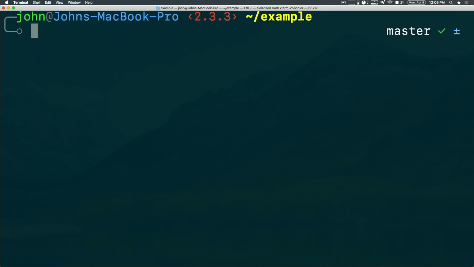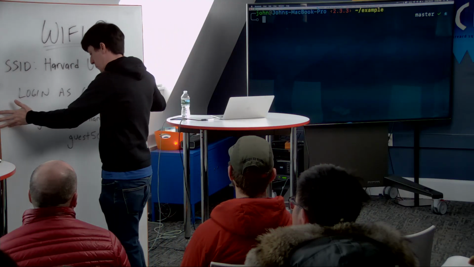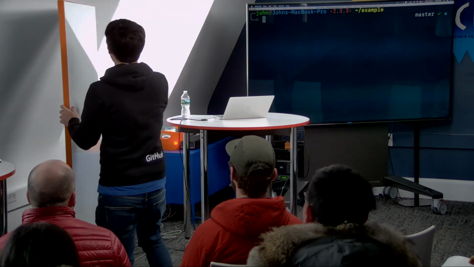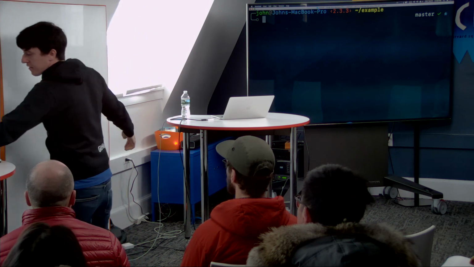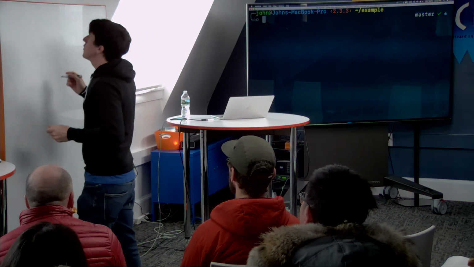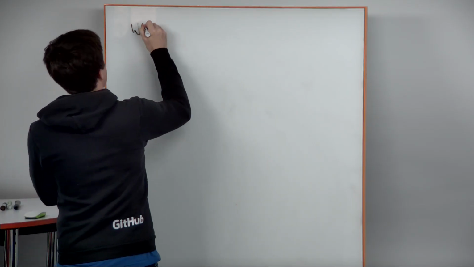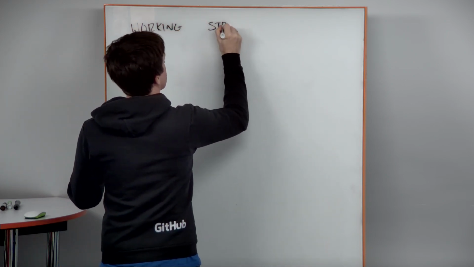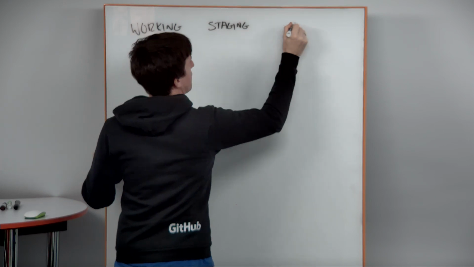So I'm going to use the whiteboard for this. I think this is probably something that, if you've used Git before, you're familiar with. And it's the concept of having a staging area. So you have 3: working, staging, and repo.